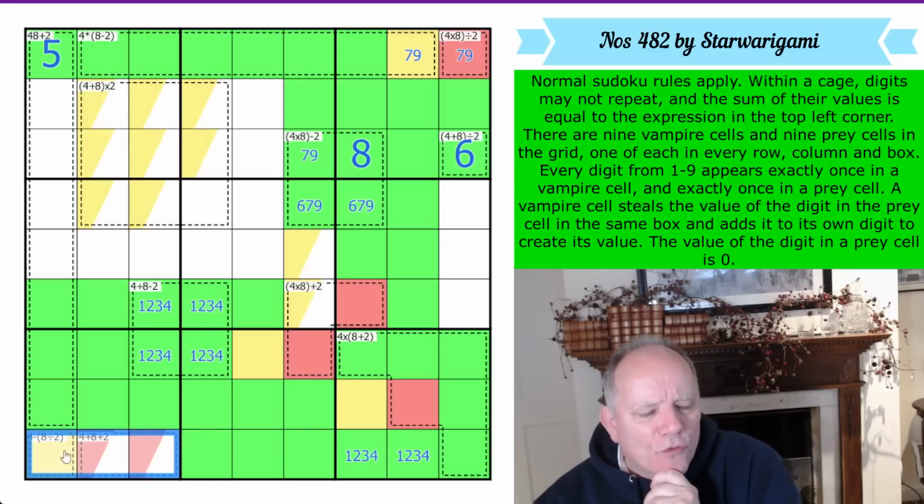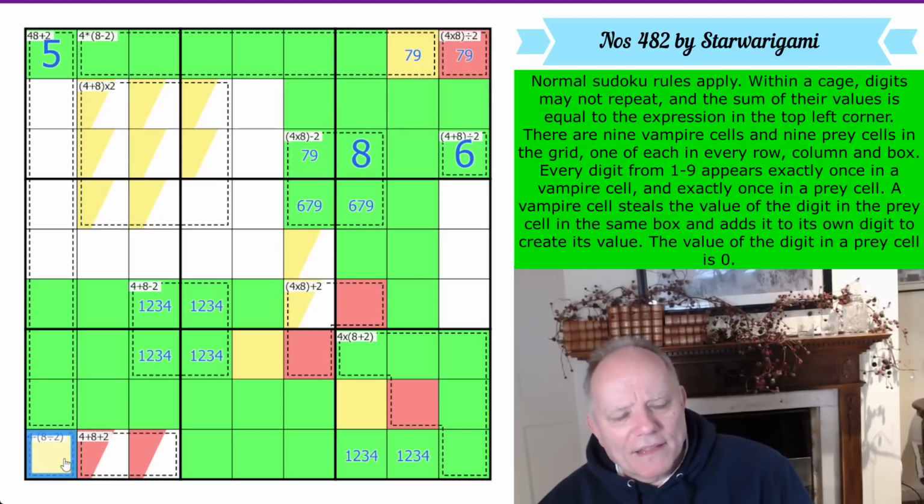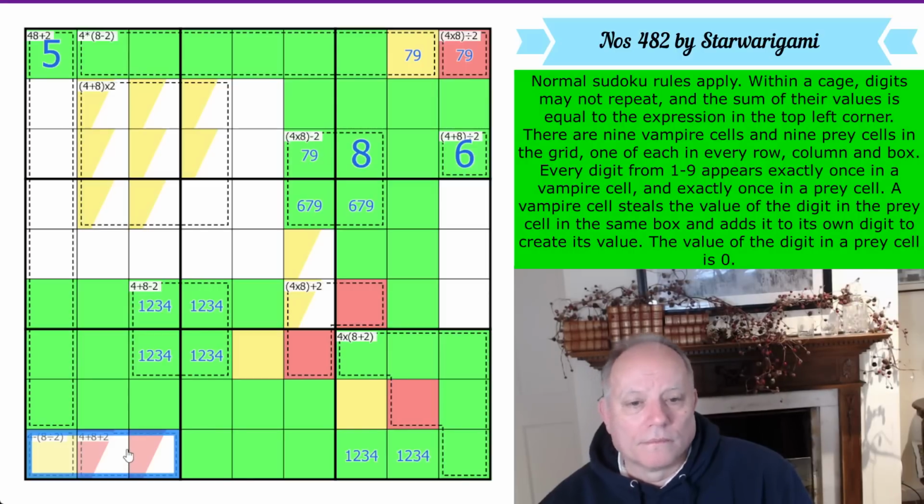yeah. These 3 cells add up to 14 together because the vampire cell here is taking that value in as well. So the digits here add up to 14. I don't know there. As soon as I've made these add up to 5, they can be anything they want. Oh, this is so confusing.